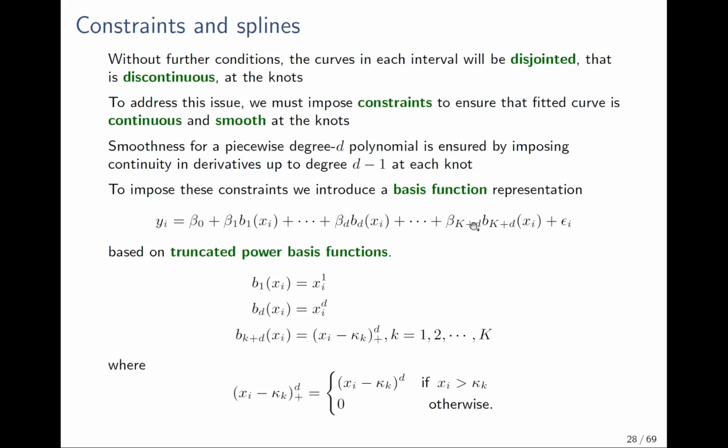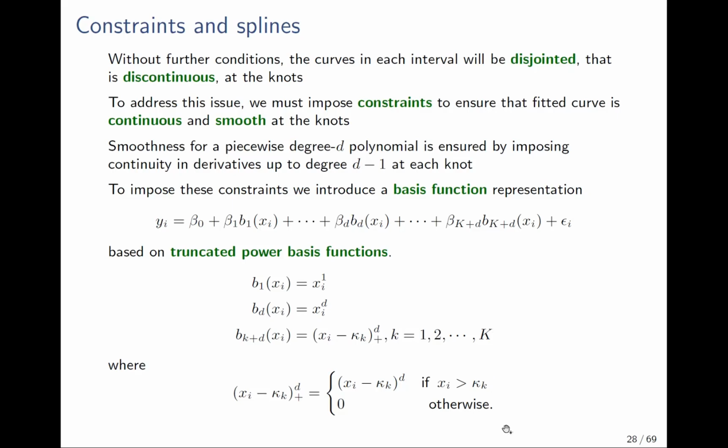So here we have beta 1 times b1 of xi up to beta d times bd of xi, and all these basis functions are just power functions from 1 to d. So that's going to be x to the power of 1 up to x to the power of d. Then we have these basis functions b of k plus d of xi, defined by this equation here. And these are the truncation basis functions.